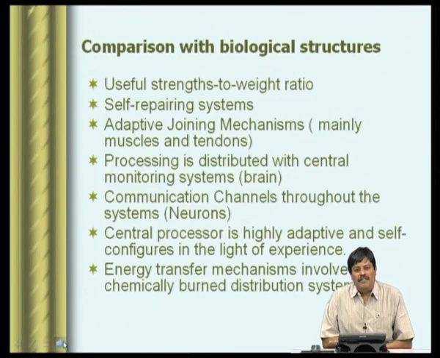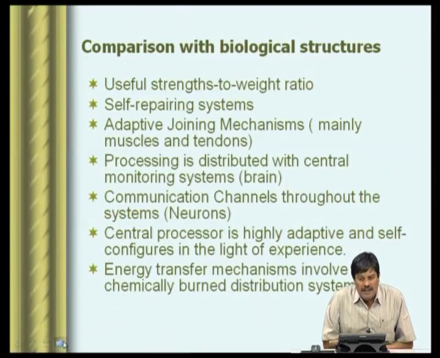So, let us compare our smart system with the biological structure. If you look at the biological structures, they have a very useful strength to weight ratio. As I said earlier, they are self-repairing and they have an adaptive joining mechanism. Suppose there is a fracture, it joins by itself after some time, which is possible mainly by muscles and tendons.